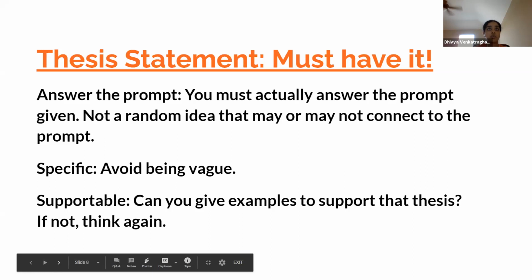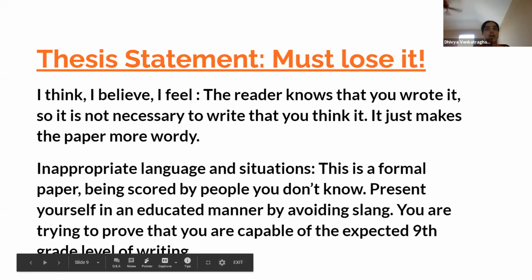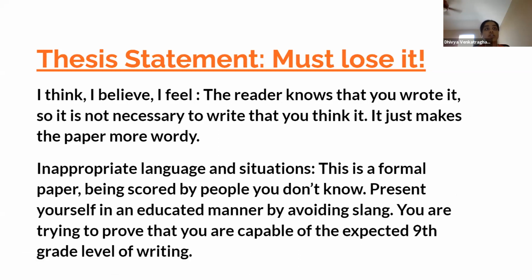Okay, let's look at what we should not do. I mentioned this in the last session as well. So the first thing we shouldn't do is use words like I think, I believe, or I feel. The reader knows that you wrote it. They know that that's what you think are the reasons for getting to know a person. What you think is what you wrote on the paper. So you really don't need to add that in. It just makes the paper more wordy, and it seems like you're kind of unsure about what exactly you're writing.